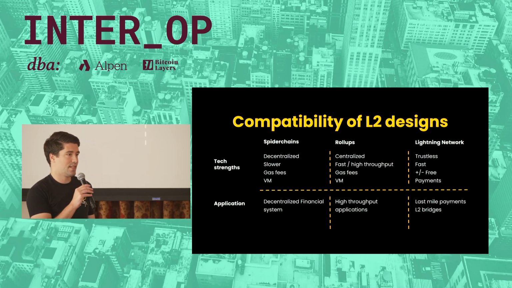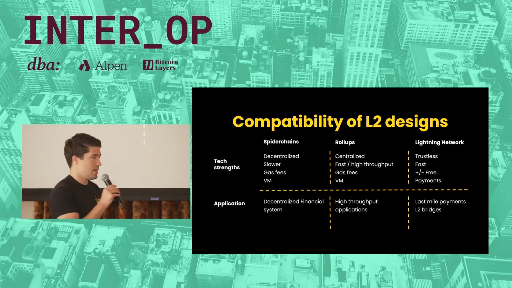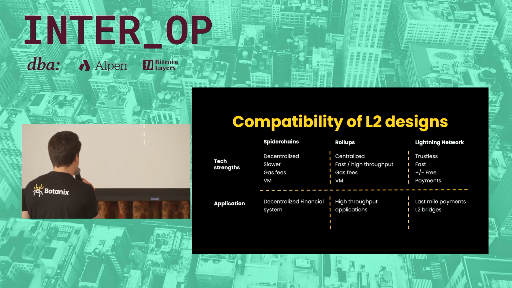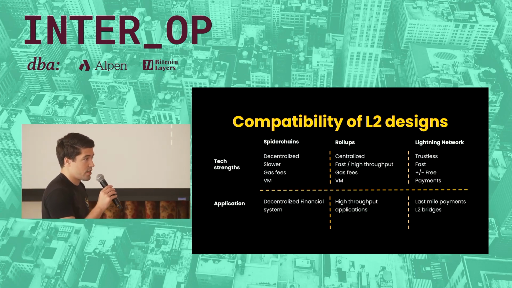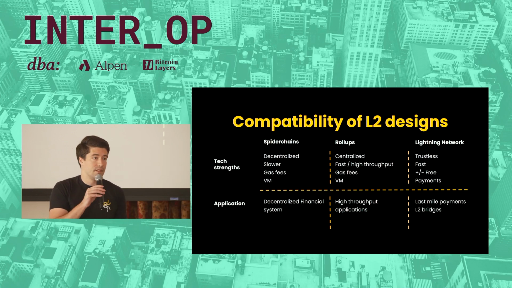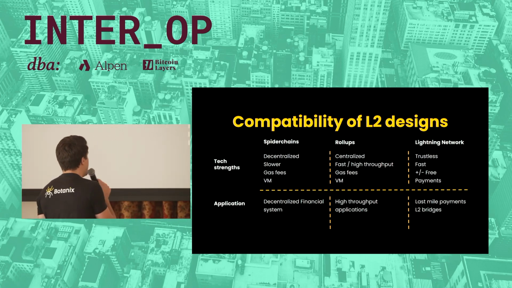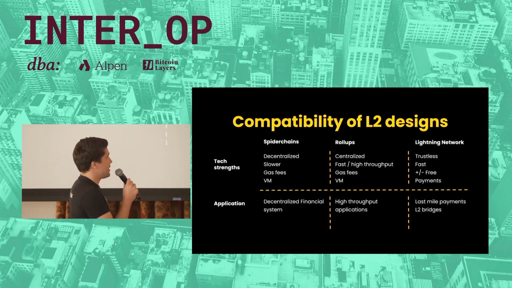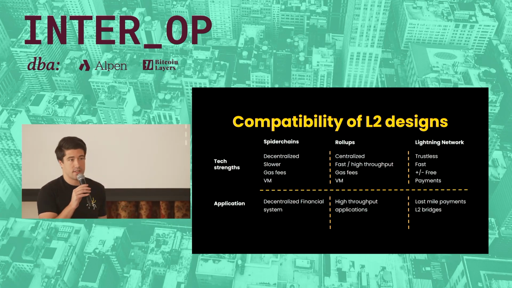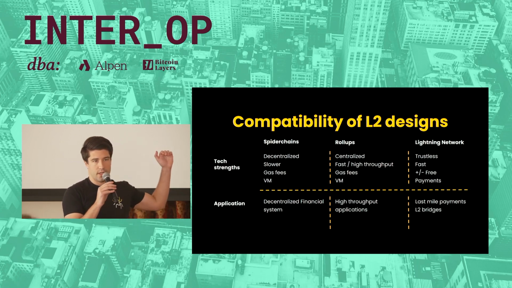If you're centralized but trustless and you create proofs, then you can go massive high throughput because you don't need to gossip around different nodes. You don't need to come to consensus. For Spiderchains, you do have a consensus, but you are more decentralized, which gives you a lot of different benefits, like censorship resistance, liveness, upgradability, but it comes at the cost of being slower. The Lightning Network, we know it's fast, free payments, and it's trustless, but it doesn't have execution environments. And so those are different tech trade-offs between the different technologies.